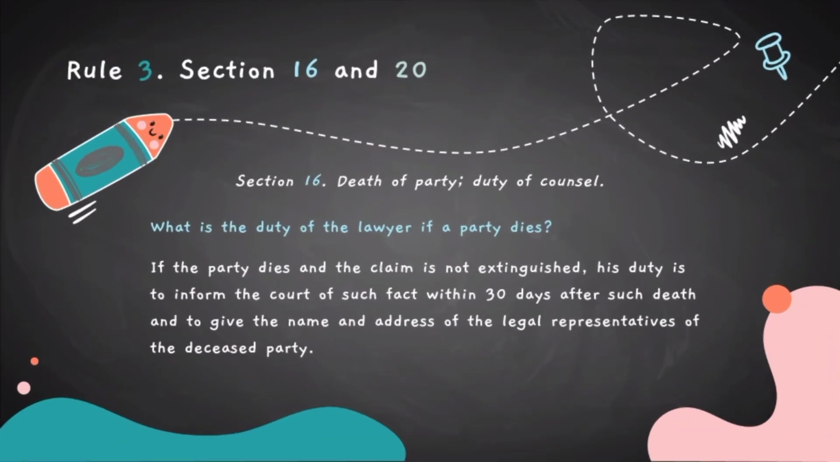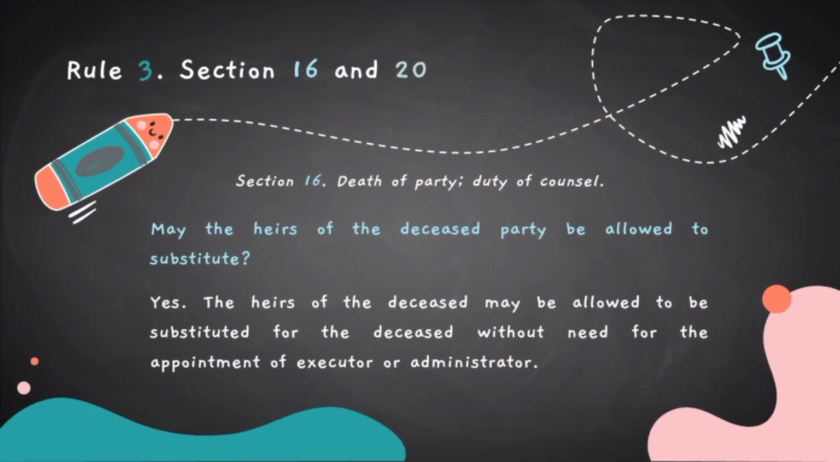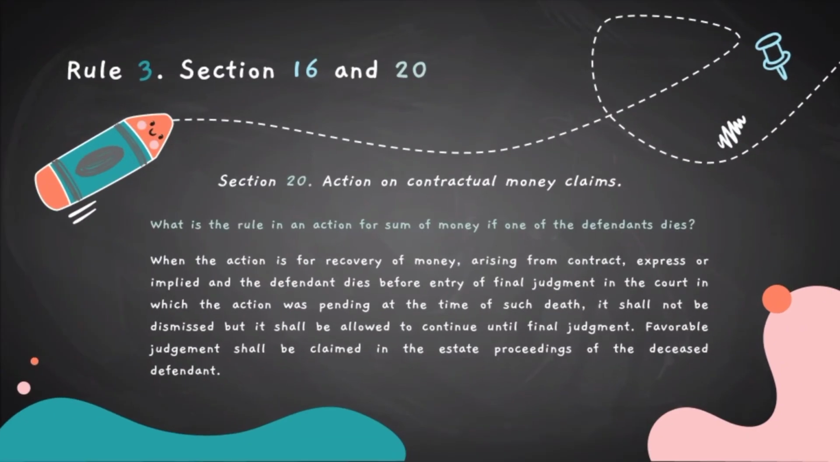Rule 3, Sections 16 and 20. Section 16. Death of party, duty of counsel. What is the duty of the lawyer if a party dies? If the party dies and the claim is not extinguished, his duty is to inform the court of such fact within 30 days after such death and to give the name and address of the legal representatives of the deceased party. May the heirs of the deceased party be allowed to substitute? Yes. The heirs of the deceased may be allowed to be substituted for the deceased without need for the appointment of an executor or administrator.